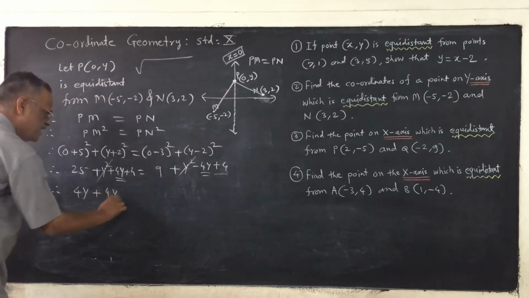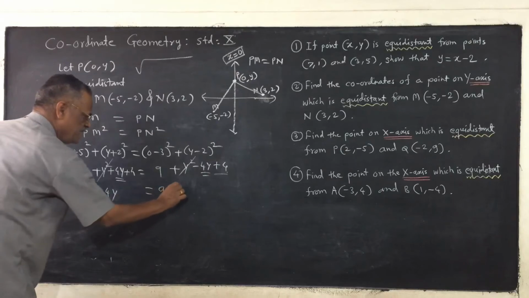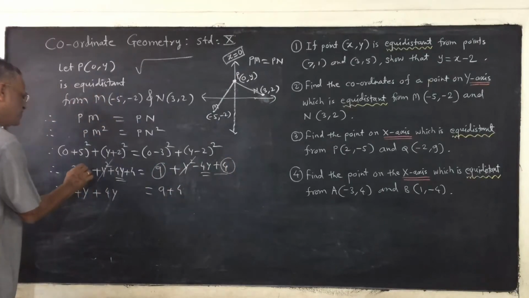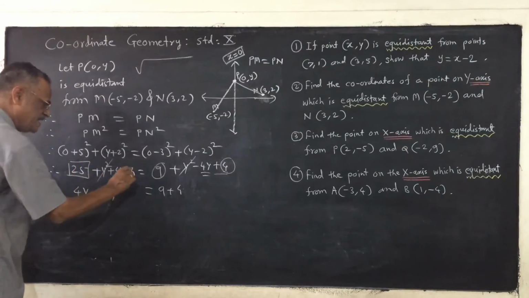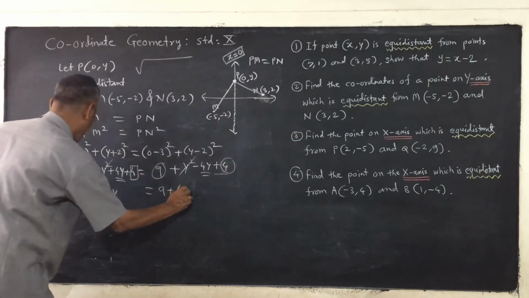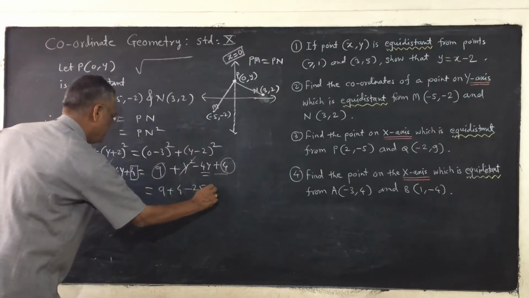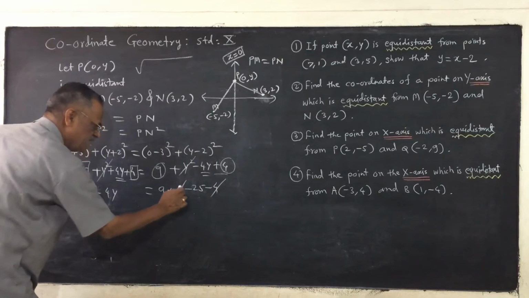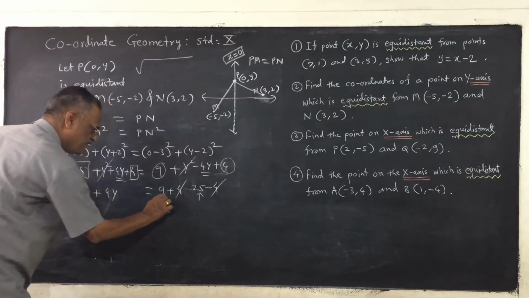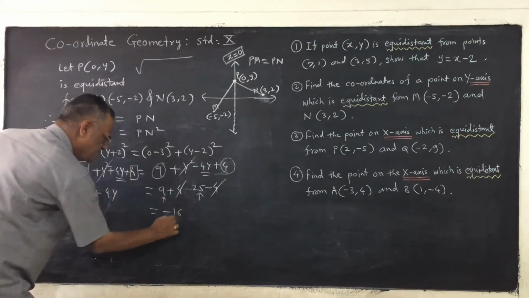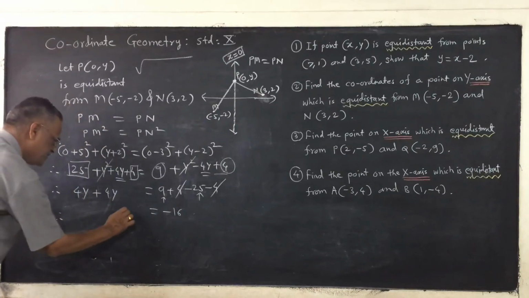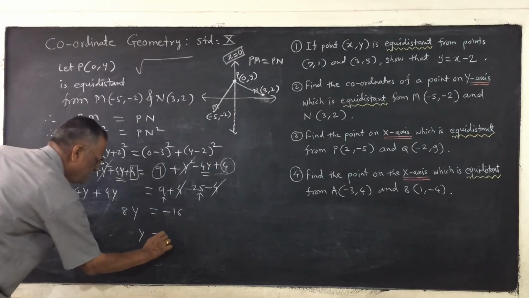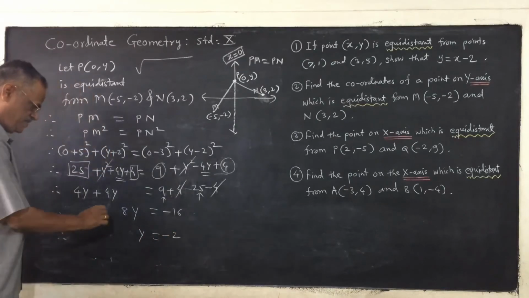Now take 4y and negative 4y to the left hand side. 4y plus 4y is equal to 9 plus 4, and you transfer 25 to the right hand side, and 4 to the right hand side. So what is that? Negative 25, negative 4 and positive 4, cancellation is there. What is the difference between 25 and 9? Minus 16. And what is the total here? 8y. So you can see that y is equal to negative 2.